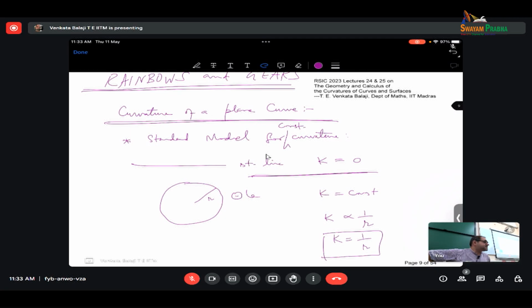A straight line is considered as a circle with center at infinity or radius infinity. And then 1 by r, as r tends to infinity, 1 by r goes to 0. So a straight line has curvature 0. So these two are consistent. The moral of the story is: how do you measure constant curvature? By looking at a circle.